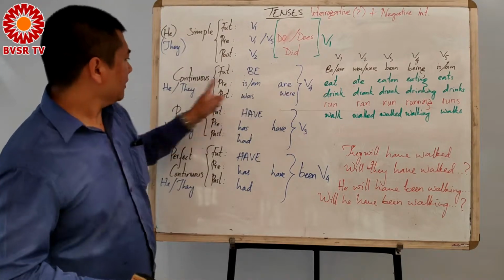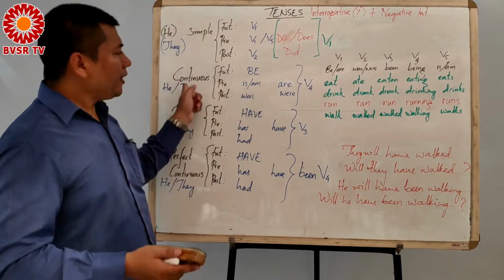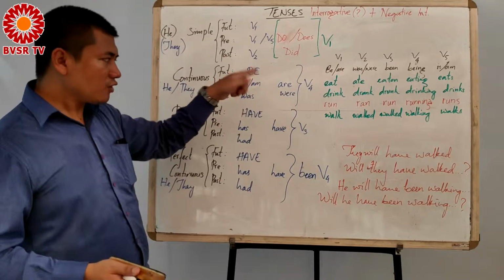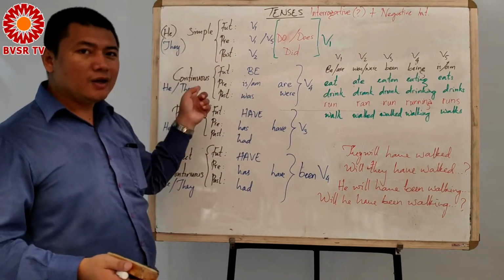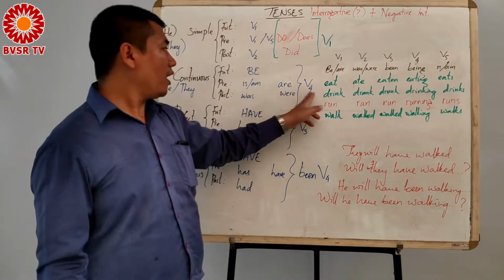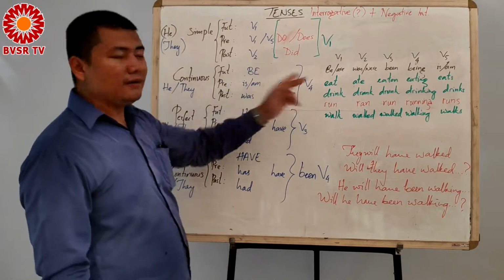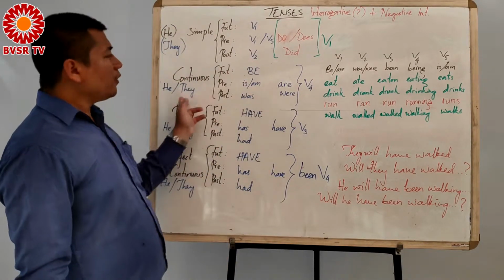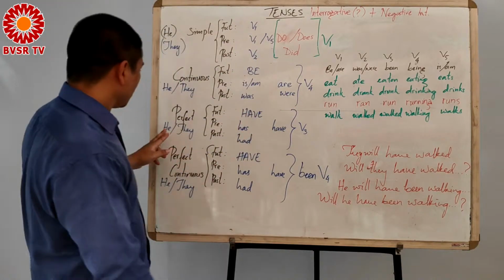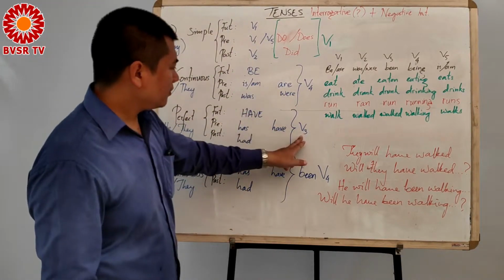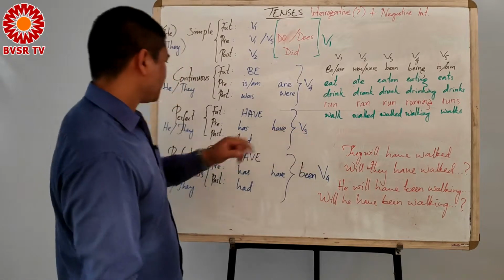They will be walking. Will they be walking? Interrogative. Negative interrogative, will they not be walking? They were walking. Positive. Interrogative, were they walking? Negative interrogative, were they not walking?